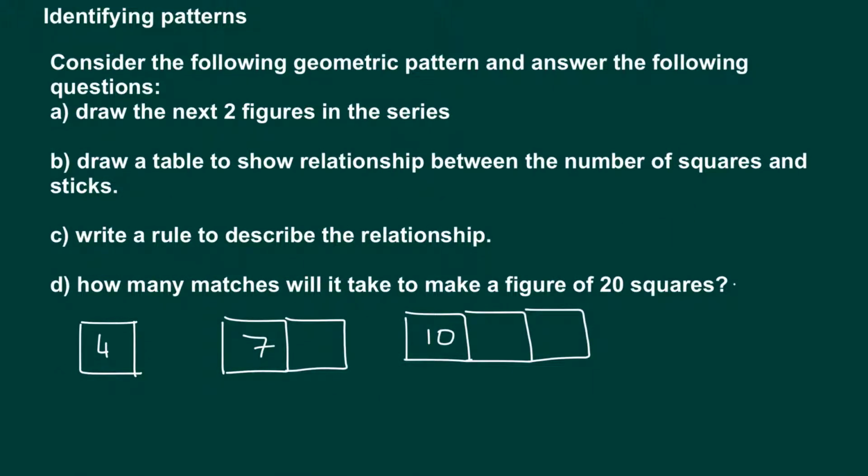Alrighty, let's have a look at this question. It says, consider the following geometric pattern and answer the following questions. Draw the next 2 figures in the series, draw a table, write a rule, and then finally answer another question in part D. Same as before. So we have squares this time.